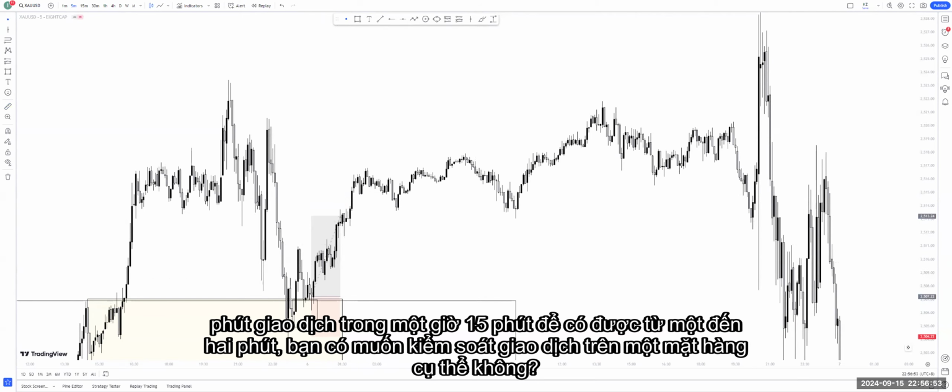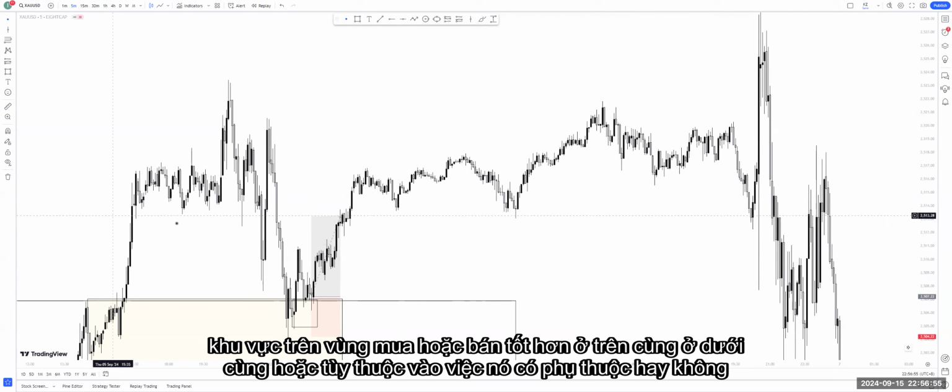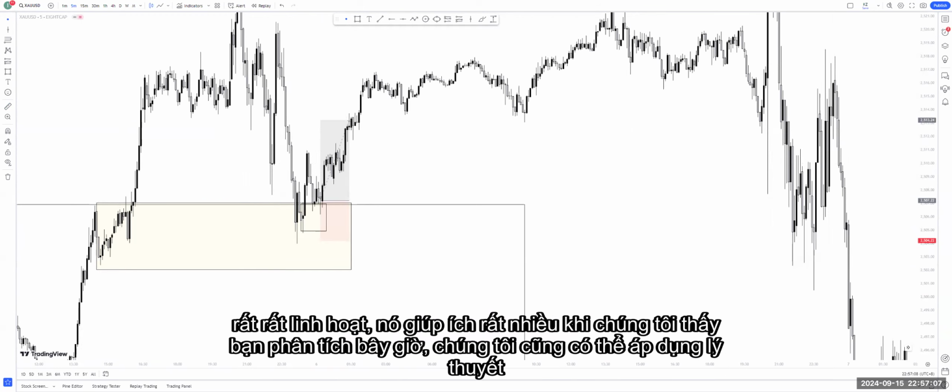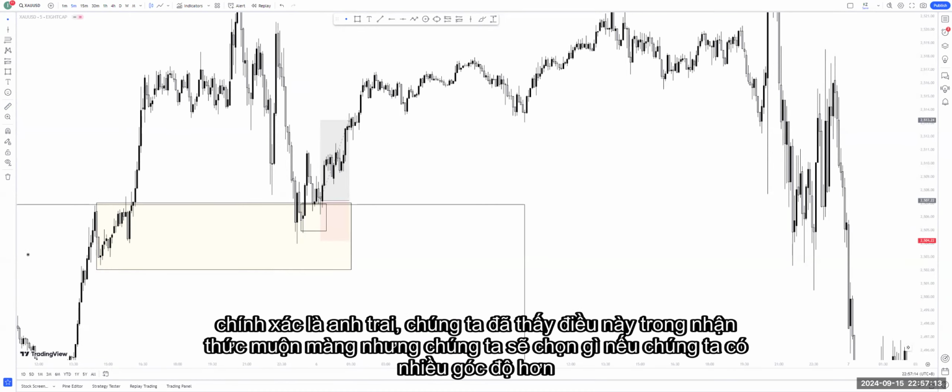Do you prefer trade control on a specific area on the buy or sell zones? Better on the top, or on the bottom? Depends, brother. It is very, very flexible. It helps so much when we see you in analyzing. Now we can also apply the theory. Exactly, brother. We see this in hindsight.